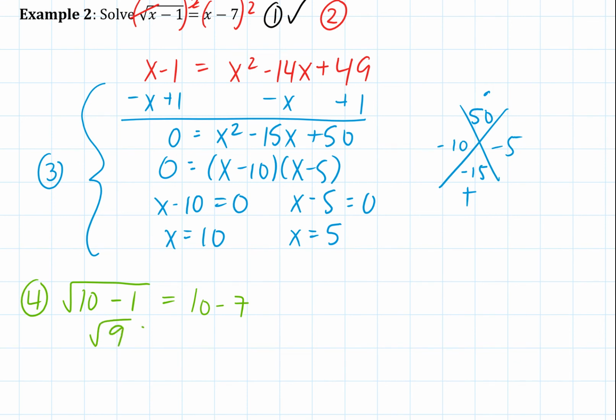So we have square root of 9 is 3, and that's true. We can check for validity. x equals 10 is the solution. Square root of 9 is 3. 3 is equal to 3. That makes sense. Okay, now let's substitute in 5.